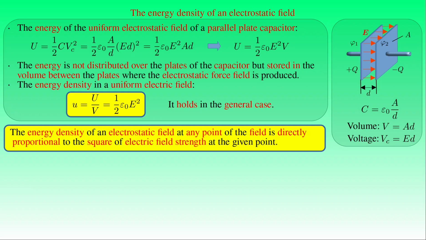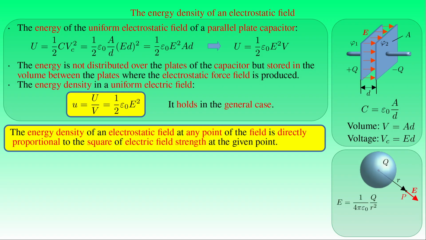For example, the magnitude of the electric field E due to a charged sphere at the distance r from its center is given by 1 over 4 pi times epsilon naught, times the total charge q of the sphere divided by the distance r squared. Then the energy density lowercase u of the electrostatic field due to the charged sphere is equal to 1 over 32 pi squared times epsilon naught, times q squared over the distance r raised to 4. That is, the energy density of a charged sphere is inversely proportional to the fourth power of the distance from its center.